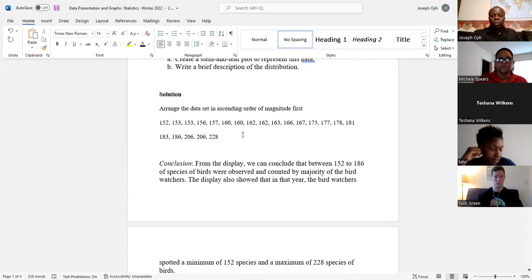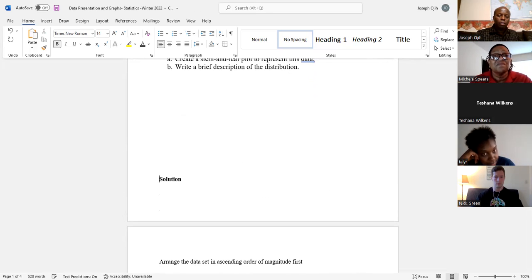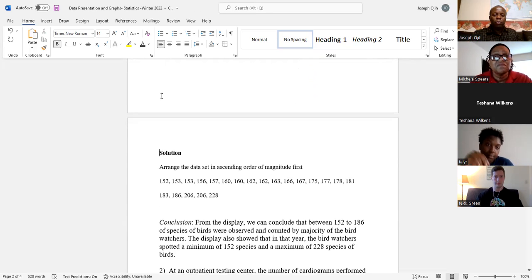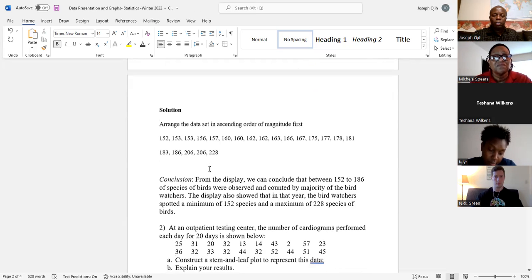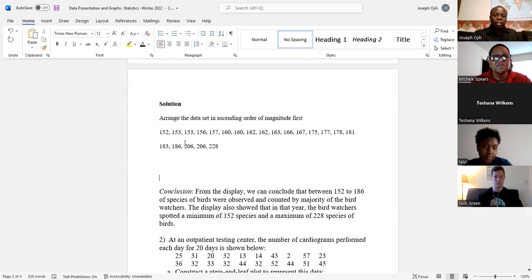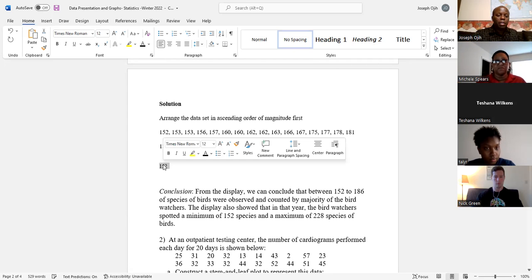So that's what I did here, put them in order. Now, next is to identify your stem and your leaf. So let's start with the first number we have here. I'm going to move this to the next page so that we have enough room for this. So now I've arranged them in order from smallest to largest. Next is to identify the stem and the leaves. Suppose we use this number, 152, which is the smallest. For 152, I'm going to make it big.